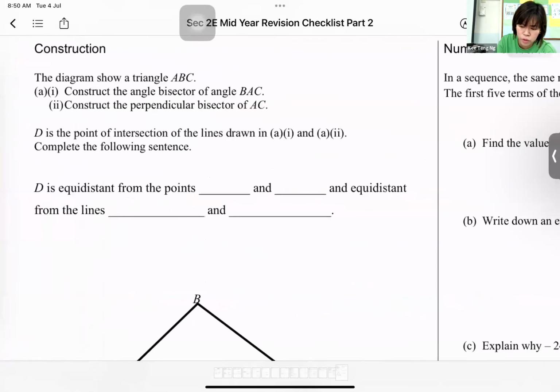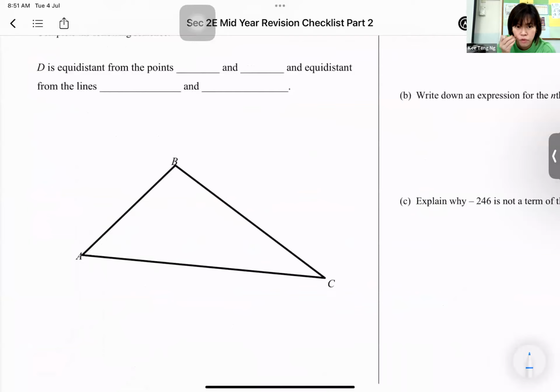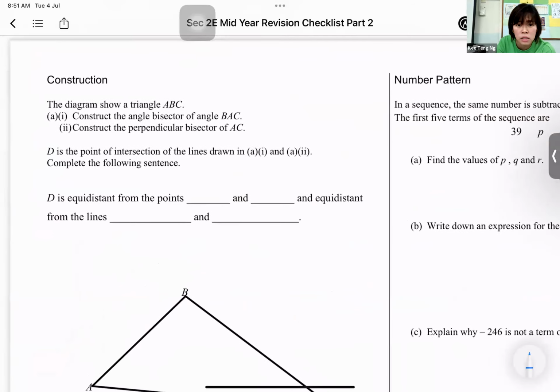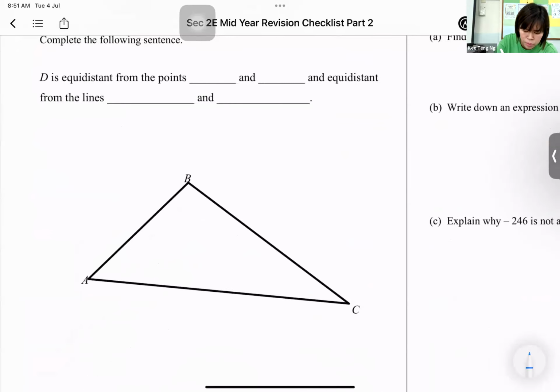Okay, this one over here is on construction. The diagram shows a triangle ABC. I'm not able to construct this down here, but I can fill in the words, okay? So the diagram shows a triangle ABC over here, right? And construct the angle bisector of BAC. So angle bisector of BAC, this is the angle. We'll need to use the compass and protractor. I'll go through this part of the construction with you in class.